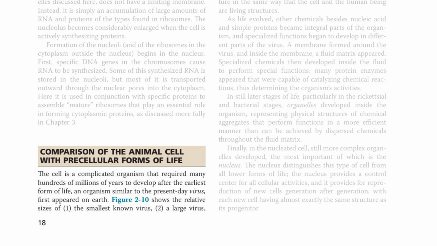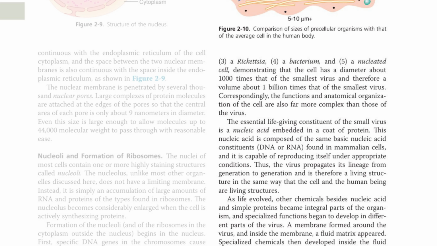Comparison of the animal cell with precellular forms of life. The cell is a complicated organism that required many hundreds of millions of years to develop after the earliest form of life, an organism similar to the present-day virus, first appeared on Earth. Figure 2-10 shows the relative sizes of 1. The smallest known virus, 2. A large virus, 3. A rickettsia, 4. A bacterium, and 5. A nucleated cell, demonstrating that the cell has a diameter about 1,000 times that of the smallest virus and therefore a volume about 1 billion times that of the smallest virus. Correspondingly, the functions and anatomical organization of the cell are also far more complex than those of the virus.